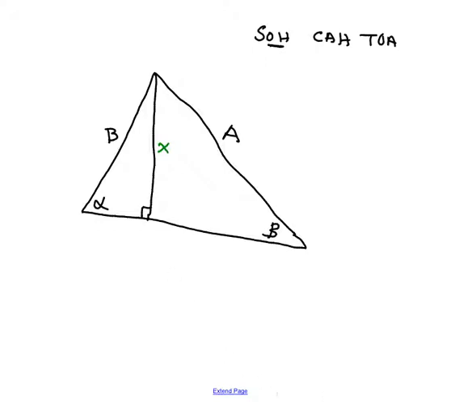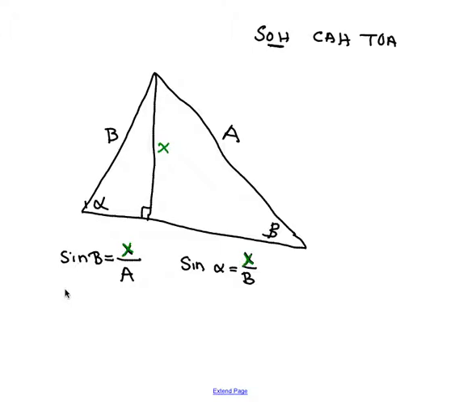The first thing I can say is that the sine of beta is equal to opposite over hypotenuse, so A over H. Then I can go over to this angle and say that the sine of alpha is equal to opposite over hypotenuse, which is X over B. Now I'm going to put this X in green here, so this is in green and this is in green.